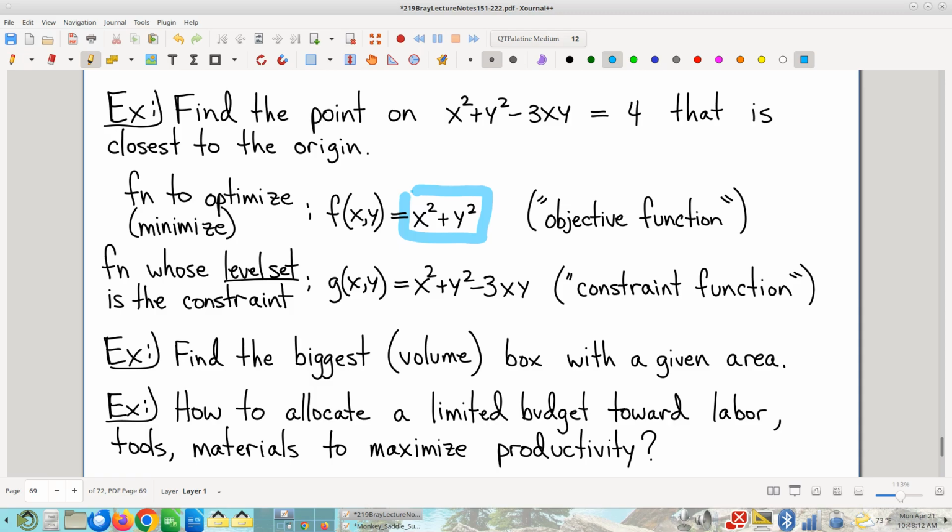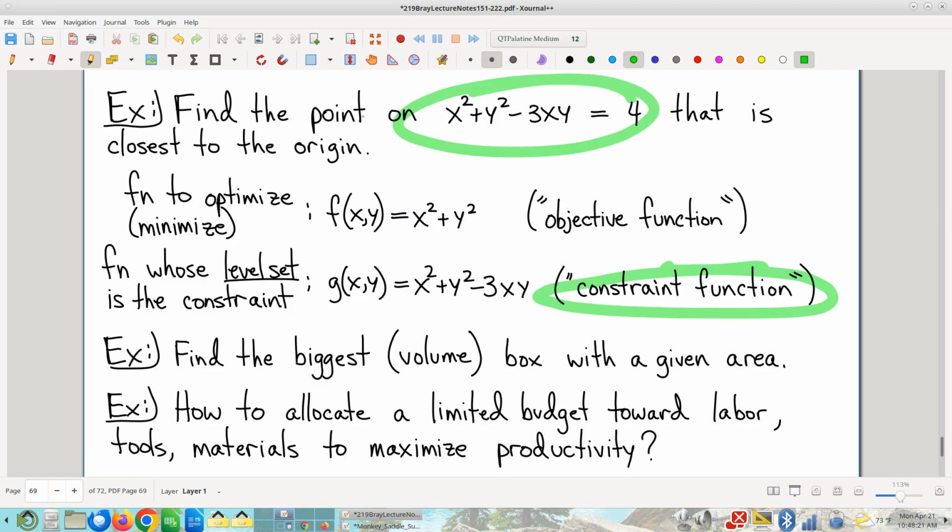Okay. Next thing we have to talk about is the constraint function. So the constraint function is the representation of the fact that I am constrained to only look at certain points. I can't just, like in this case, pick the origin. Doesn't count. It's not in the domain. It's not allowed to play.